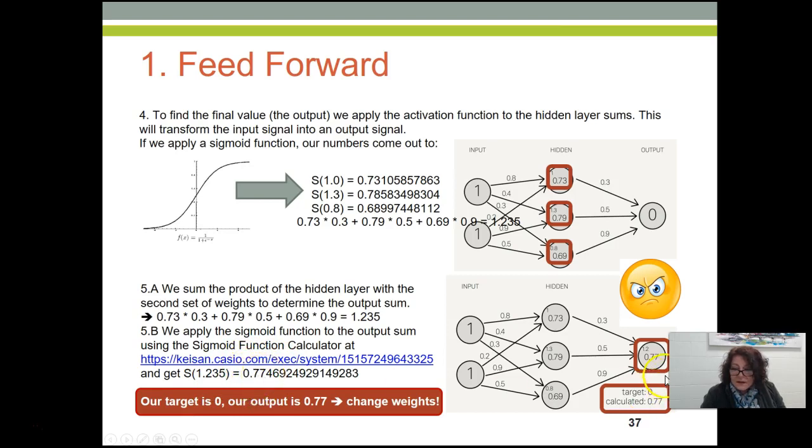0.77. Now we know that our target is 0. Our calculation gives us 0.77. This means that we have room for improvement. We need to change our weights here in order to get our calculation closer to 0.